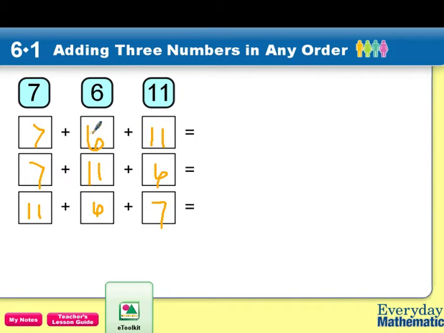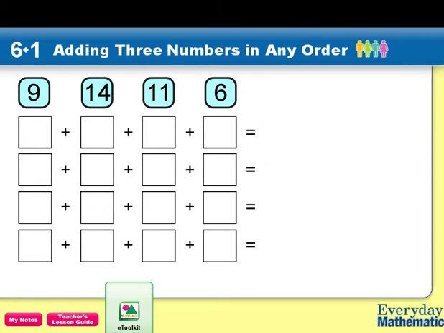7 plus 6 is 13, plus 11 is 24. 7 plus 11 is 18, plus 6 is 24. 11 plus 6 is 17, plus 7 is 24. So you can see I added these three numbers in three different ways and still got the exact same answer.